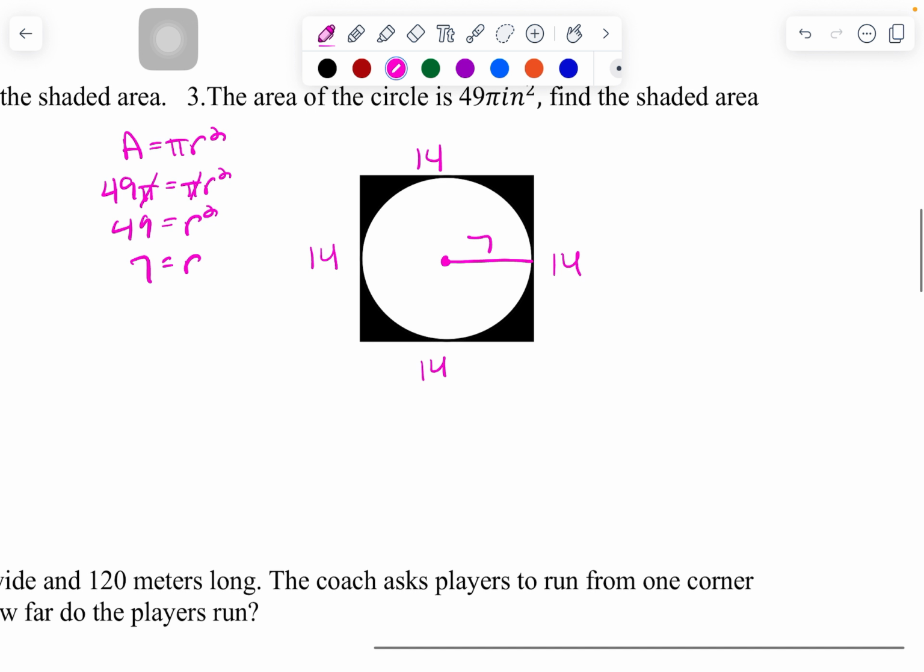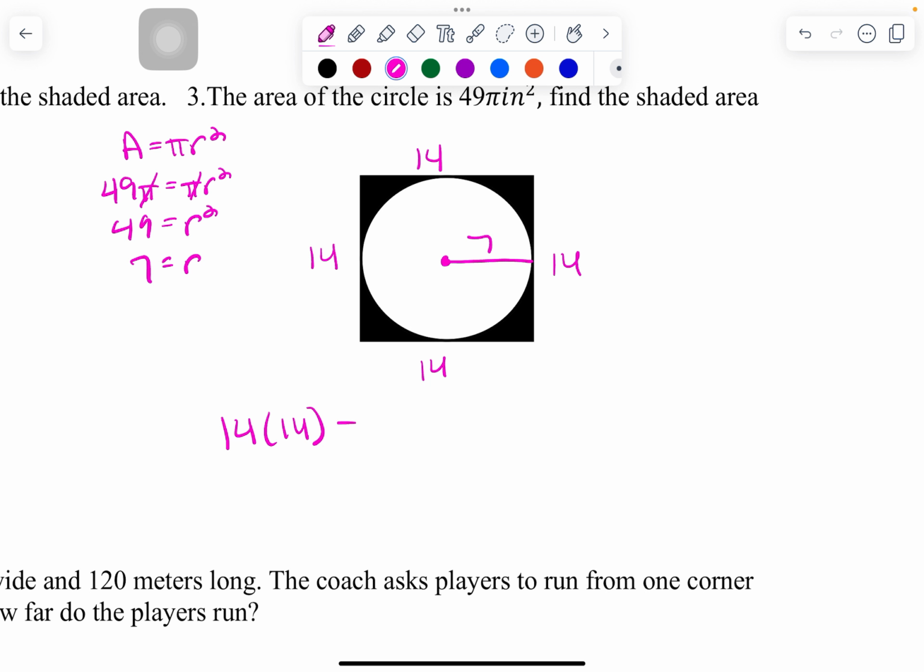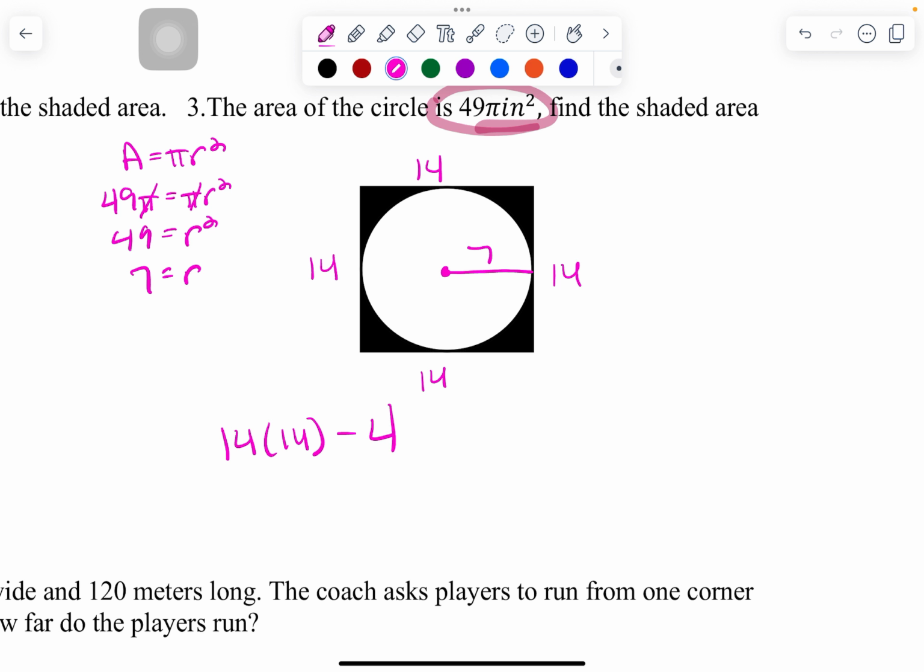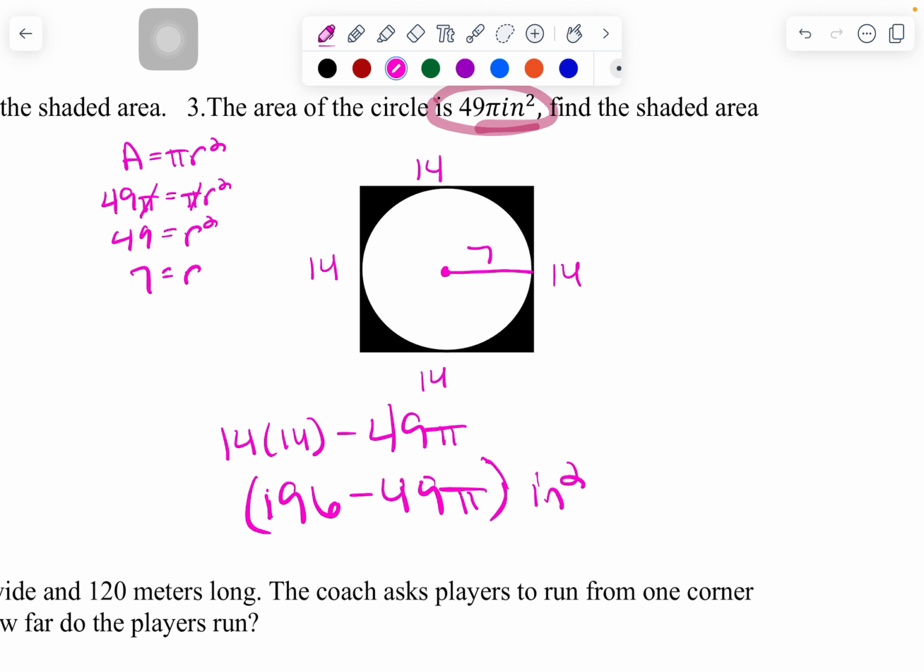Okay, and so I'm going to do the same exact thing that I just did in the last problem. I want the area of the square, which is 14 times 14, minus the area of the circle. Actually, this one I don't even have to write out, because in the problem I outright told you the area of the circle is 49 pi. So I'm just going to write down 49 pi. 14 times 14 is 196 minus 49 pi. And as far as units go, that is going to be inches squared.